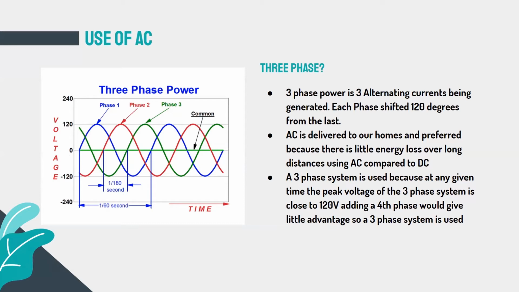And if we were to add just a 4th phase, it really wouldn't provide much more efficiency, considering that these waves are so close together and happen within such short intervals of each other that there really wouldn't be any more gained by adding one more. So we have AC that is delivered to our homes, and it is preferred because there's little energy loss over long distances compared to DC.